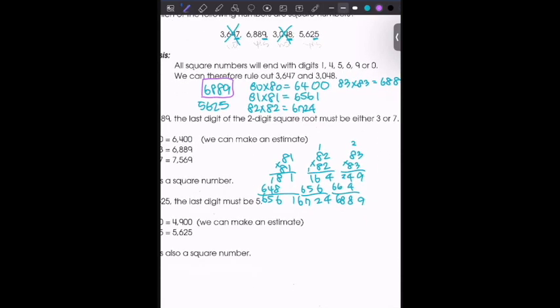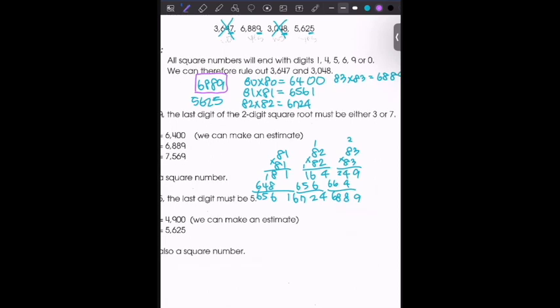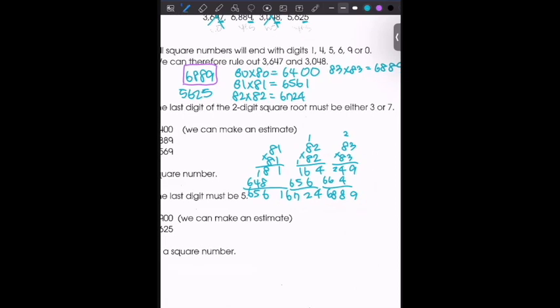And then we're going to try 5,625. The closest estimate that we can make right away is 70 times 70, since 7 times 7 is 49. 70 times 70 is going to be 4,900. So we're going to try a number like 72 times 72.